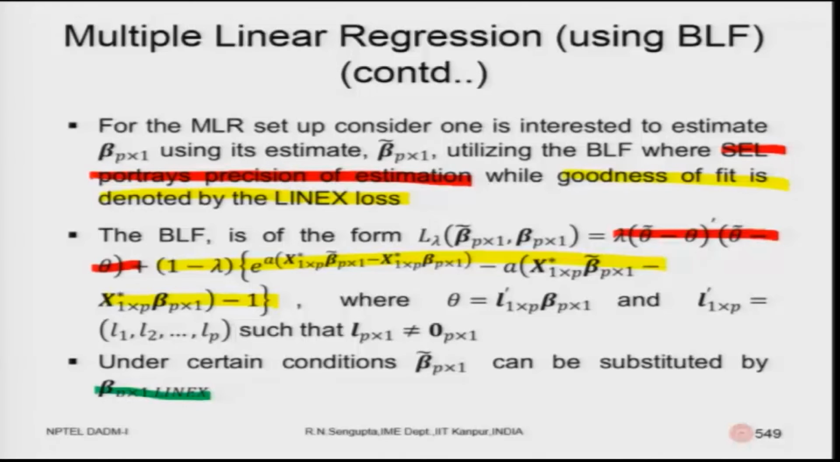So, there are 2 cases here. Then in the next 2 cases, again you have basically the squared error loss being for the precision of estimation and goodness of fit being the Linex. So, for the third and the fourth case you have the background same, but the estimates being utilized for beta would be, in the third case, beta under the ordinary least squares, and in the fourth case it is beta under the Linex loss condition.